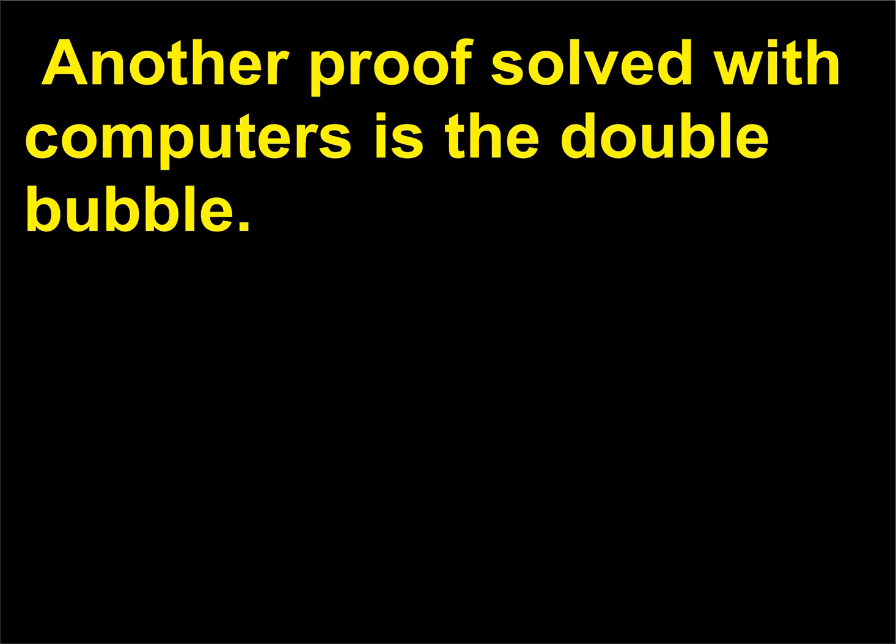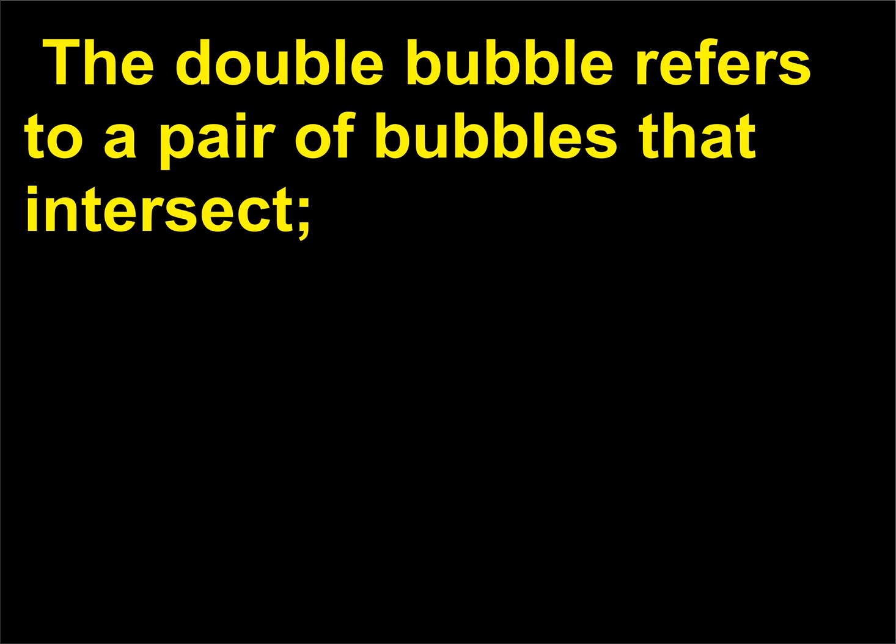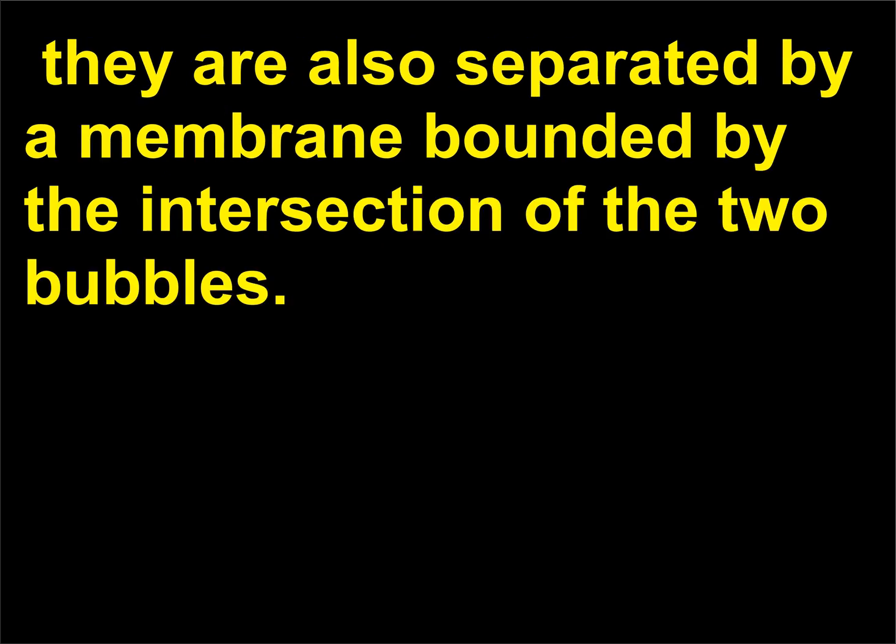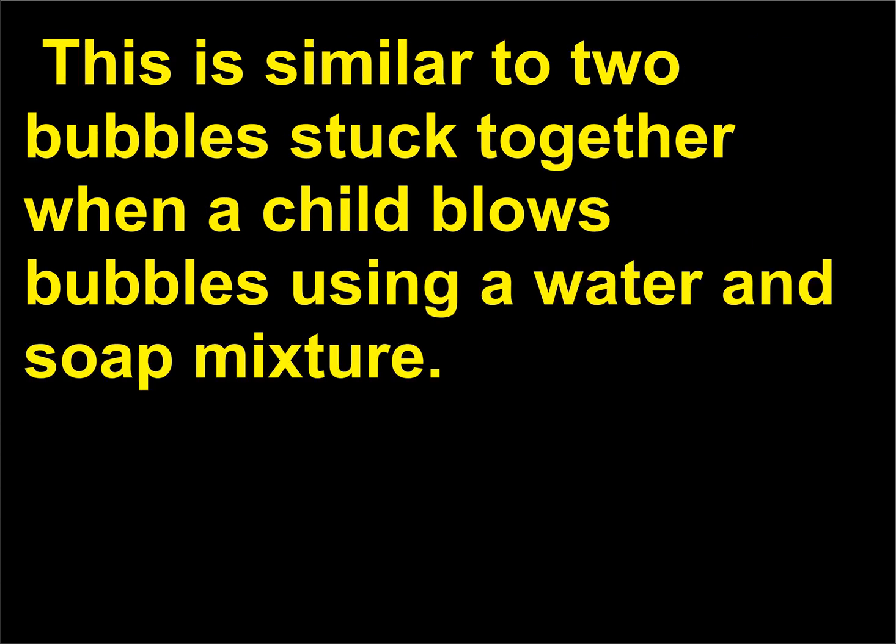Another proof solved with computers is the double bubble. The double bubble refers to a pair of bubbles that intersect. They are also separated by a membrane bounded by the intersection of the 2 bubbles. This is similar to 2 bubbles stuck together when a child blows bubbles using a water and soap mixture.